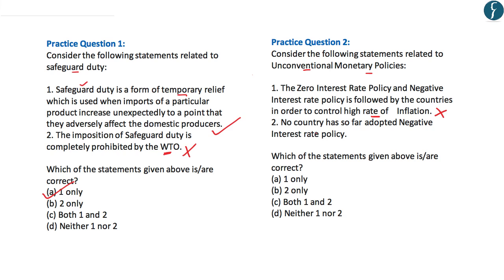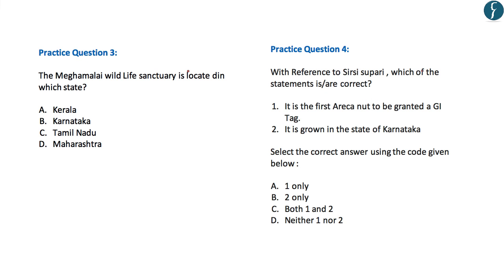Second, no country has so far adopted negative interest rate policy. This is again incorrect. Countries like Japan, Norway, Sweden, Denmark, etc. have followed negative interest rate policy in the past. Hence, the right answer is D, neither 1 nor 2. Here is the second set of prelims practice questions. Please again pause the video and we'll discuss the answer after 5 seconds.